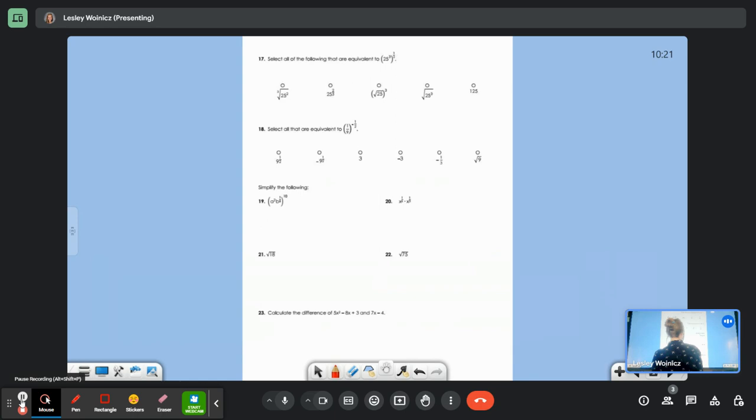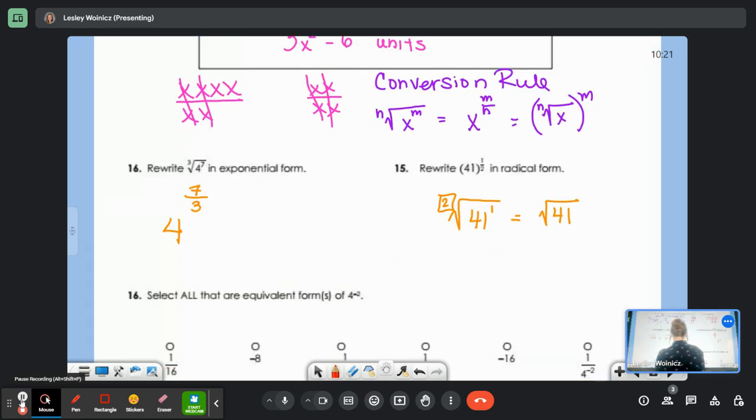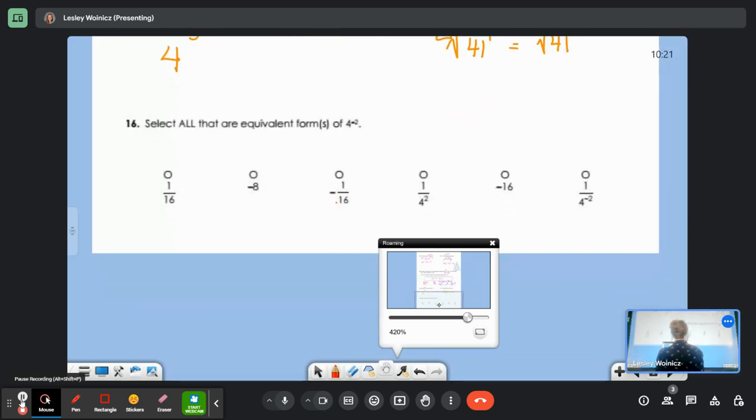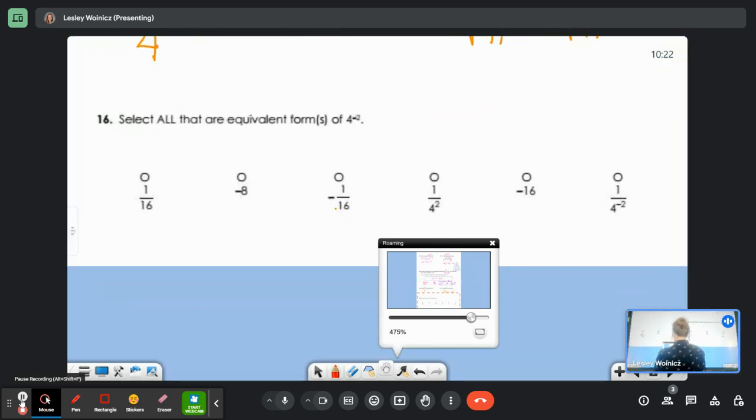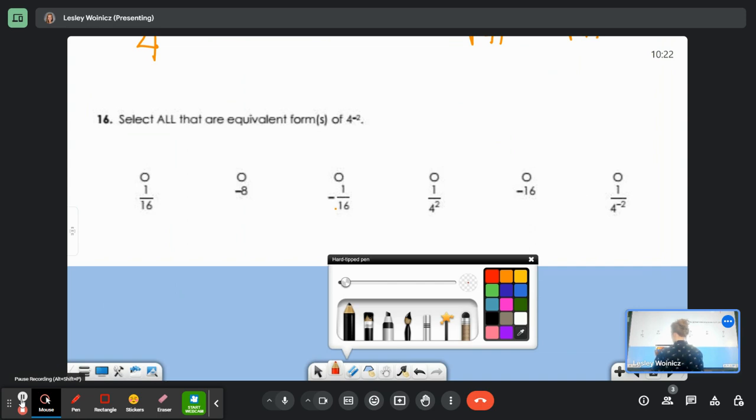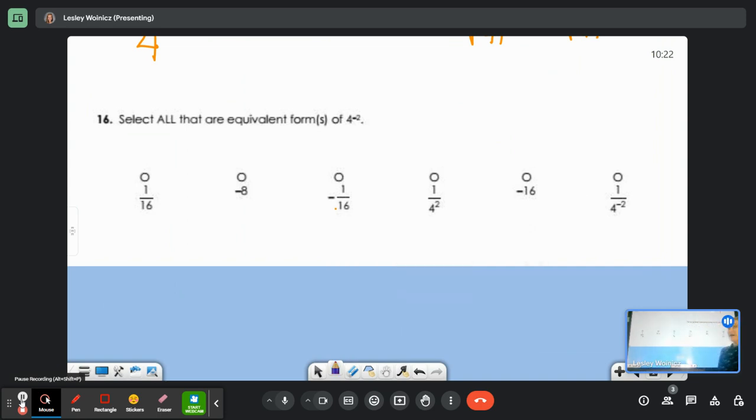All right, let's go back in time. So the second number 16 is where we are. So if I have 4 to the negative 2, what does that do? I get the reciprocal with what kind of power? Okay, with a positive power. So what's the reciprocal of 4 over 1? 1 over 4, and then the power is going to turn positive.